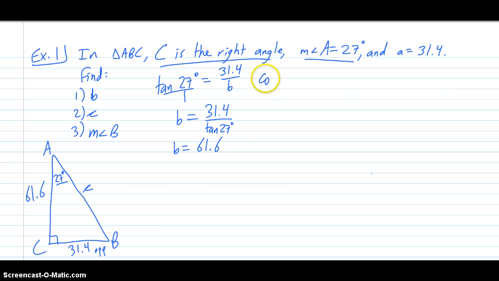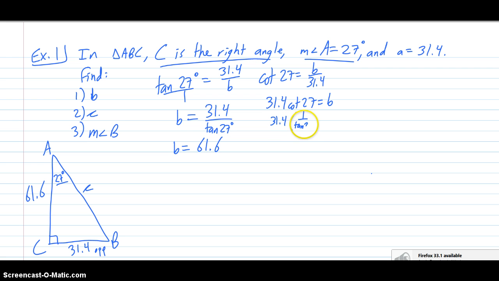For the record, you could have used cotangent 27 degrees. It would have given you b over 31.4. You could have multiplied, right? You would have just had to remember that cotangent is really 1 over tangent of 27. And you'll notice they end up being the same thing then. Okay? So that's fine. You can do it that way if you'd like. It's of no consequence to me. It doesn't bother me at all, however you want to do it. Alright? So that's part 1.